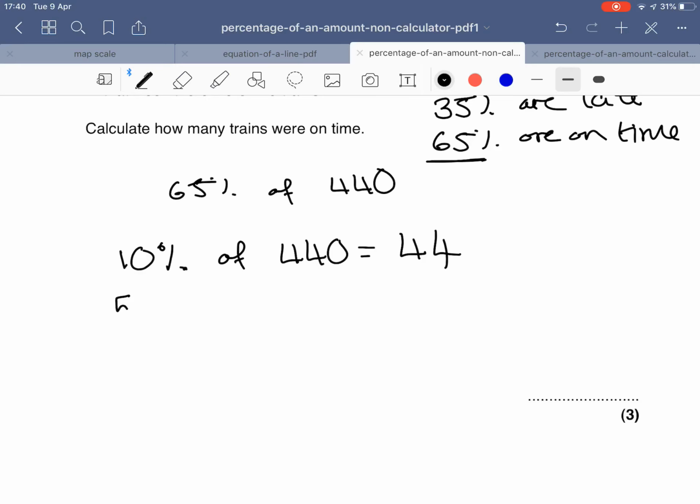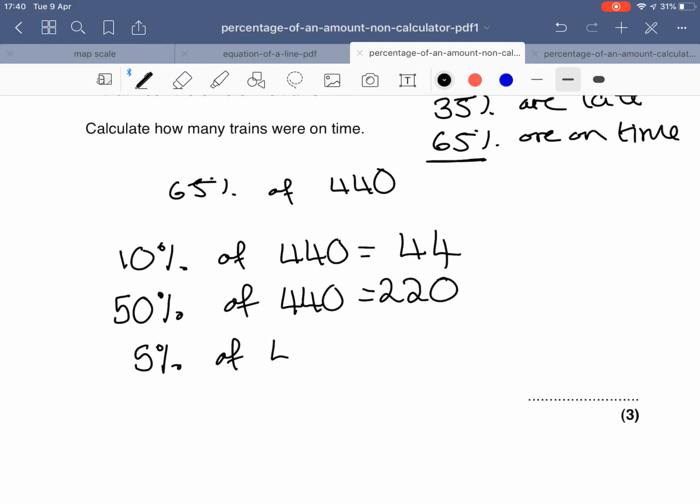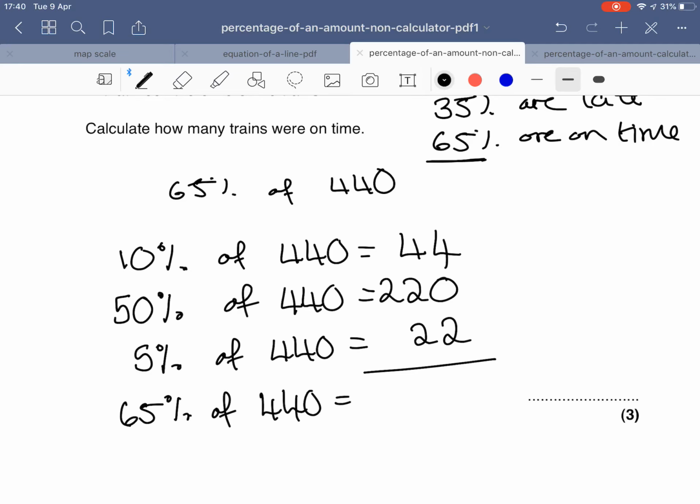So to make my life easier, I'm going to find 50% and I can add those together to get 60%. So 50% of 440, just need to half it. So I'll get 220. So I've got the 60% now. I just need the 5%. So I'm going to half my 10%, or divide my 50% by 10, so it gives me 22. I'm going to just add all those together to get 65% of 440. What do they all add up to? 286.